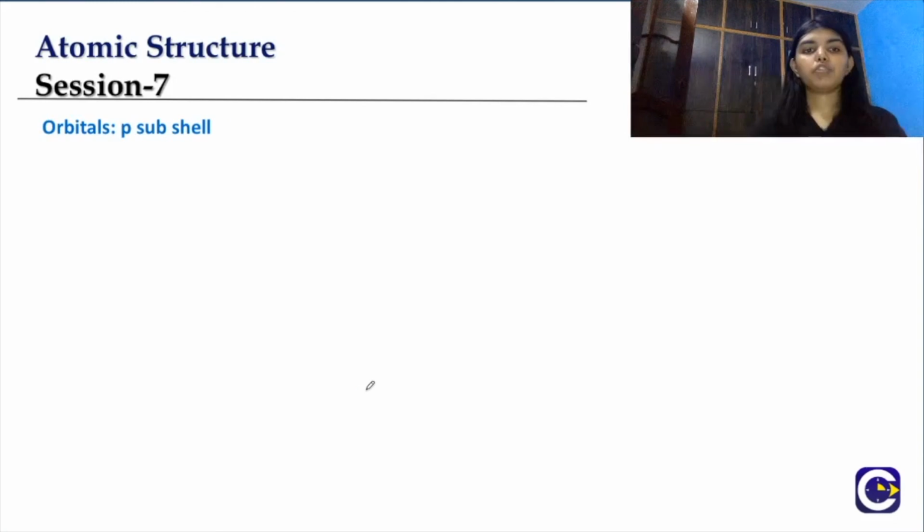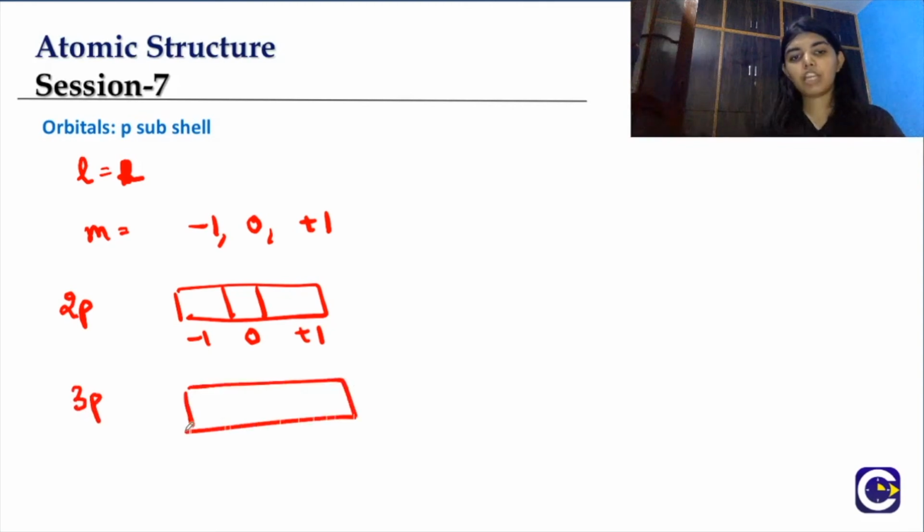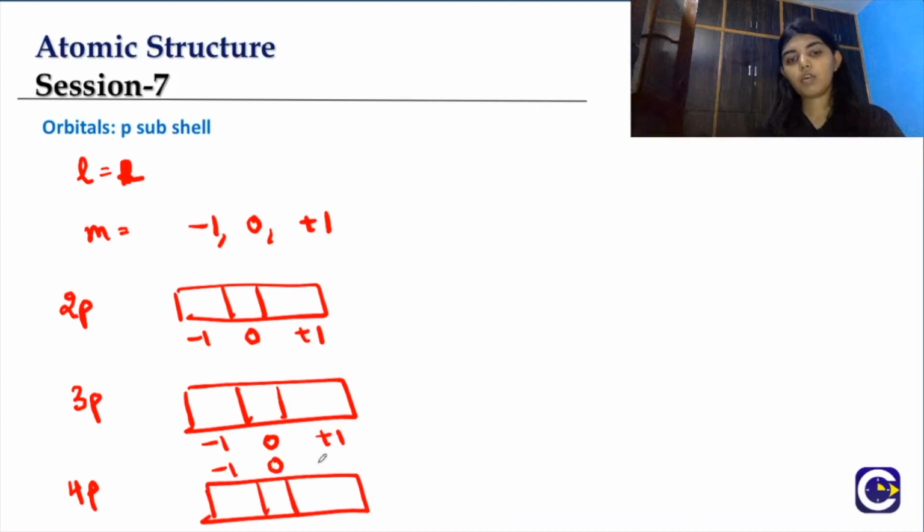Now coming to the p subshell. For p, the L value is 1, so m can have a value of minus 1, 0 and plus 1. So there are 3 possible values for the L equals 1 subshell, that is the p subshell. If you draw the 2p subshell, it will have 3 orbitals: minus 1, 0, plus 1. 3p will also have 3 orbitals, and 4p will also consist of 3 orbitals, minus 1, 0, plus 1.